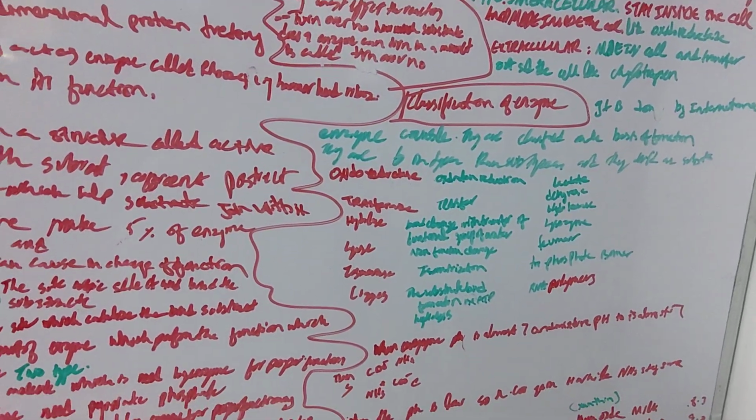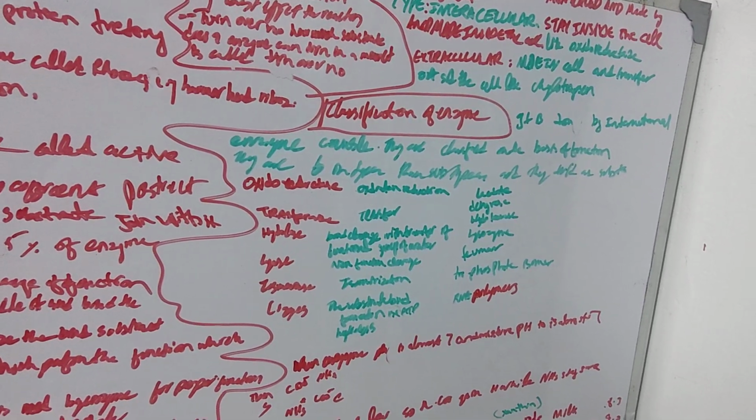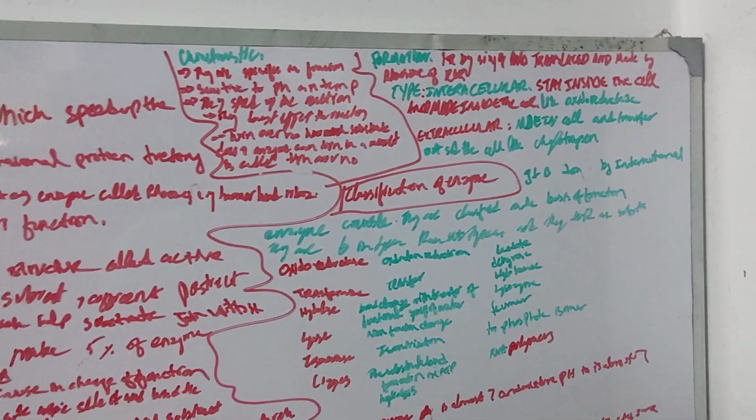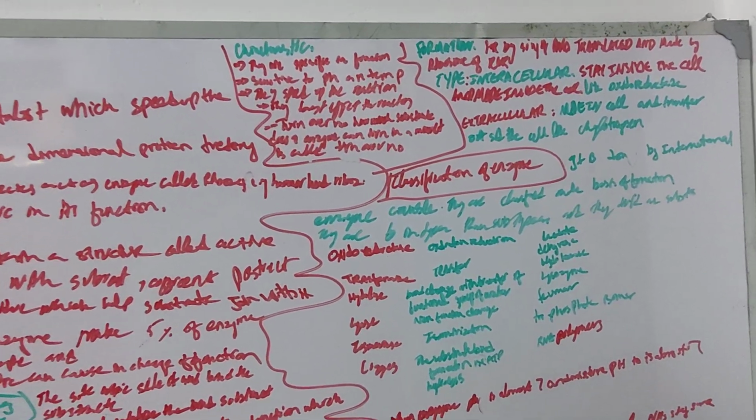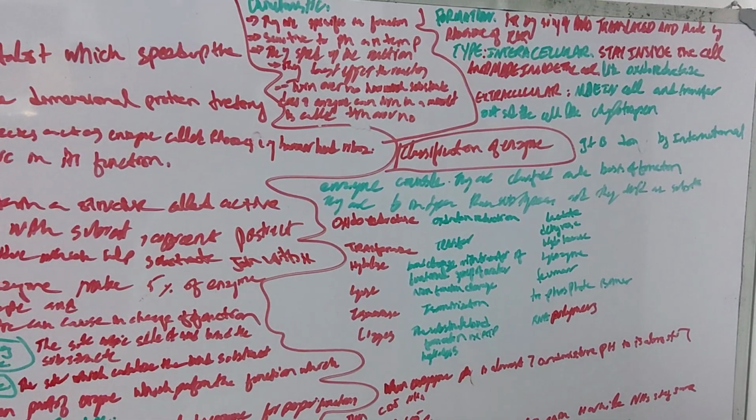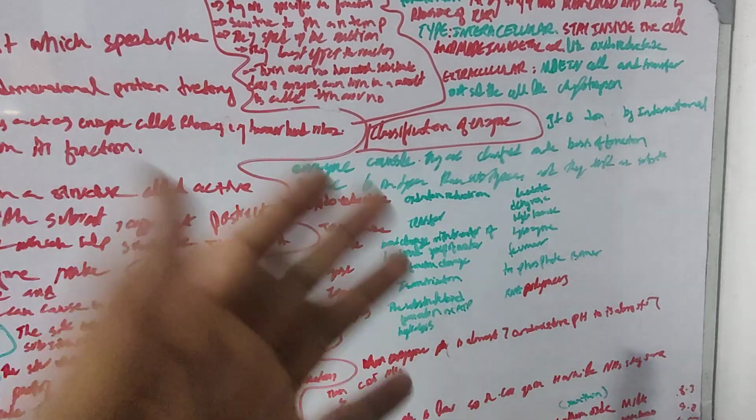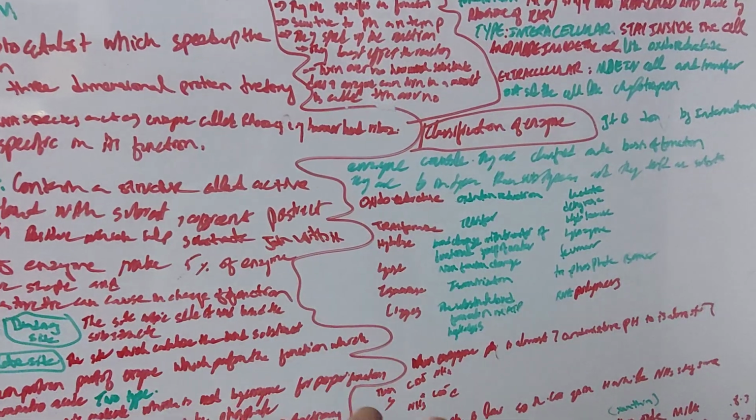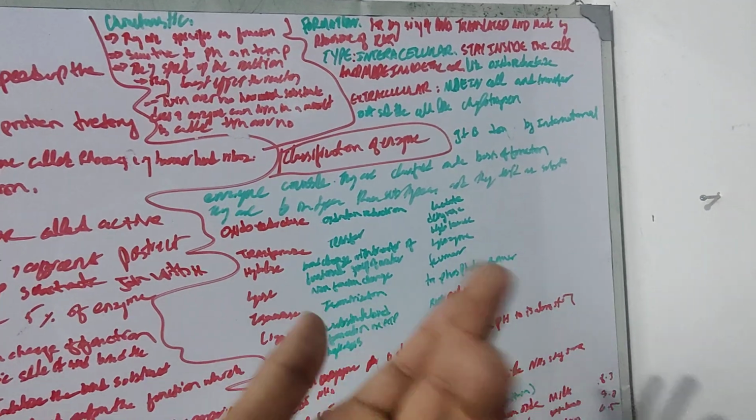Then classification of enzyme. The enzymes are classified by the International Commission on Enzymes. Enzymes are divided into 6 categories. They are classified on the basis of their function, and these 6 types are divided into subtypes. First of all, oxidoreductase. Oxidation and reduction is its function, for example lactate dehydrogenase. Then we have transferase, which helps in transfer. We have hexokinase in that.